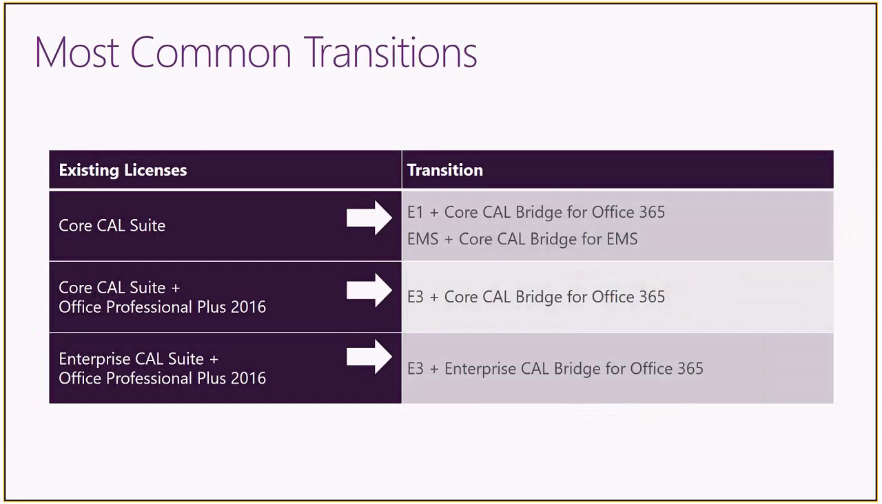And then to give you an idea of the kind of transitions that tend to come up most often, we've got these here. So you'll see if you've got a customer with a core CAL suite, the most common transitions, it's going to be Office 365 E1 and that core CAL bridge for Office 365, or it will be the EMS suite and the core CAL bridge for EMS. So when you look in the price list, you'll be able to see the different core CALs and the different bridges. And hopefully now that you've seen first part of the name where you're coming from, final part of the name where you're going to, this should help decipher anything in the price list.